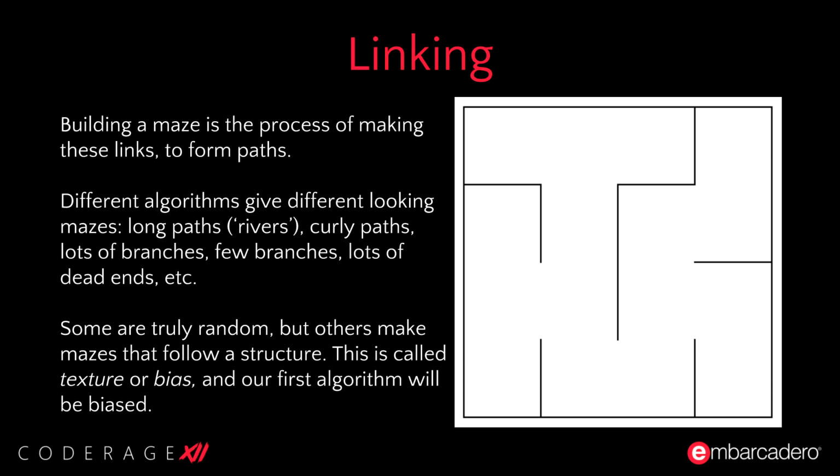The way a maze looks is called its texture. If an algorithm tends to produce a particular texture, it's called biased. Our first algorithm is a very simple one, and it is very heavily and badly biased. It is not a good algorithm. But let's have a look at it.